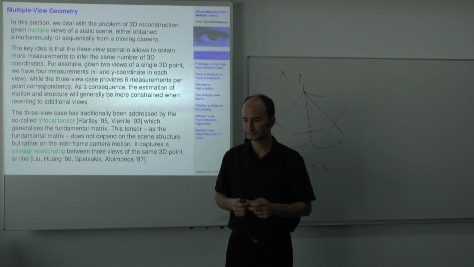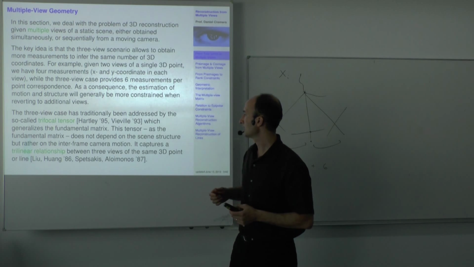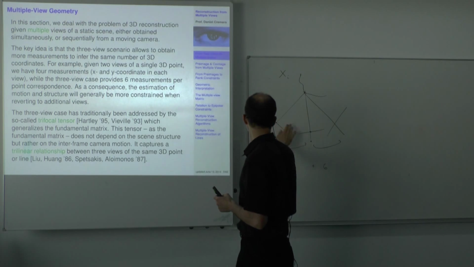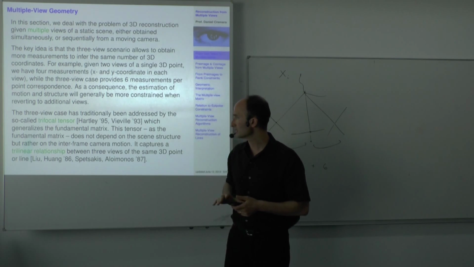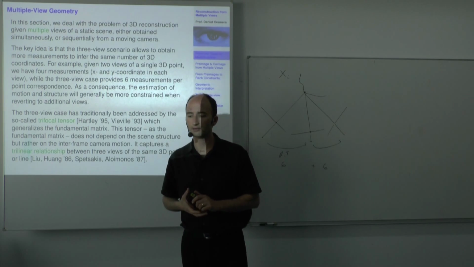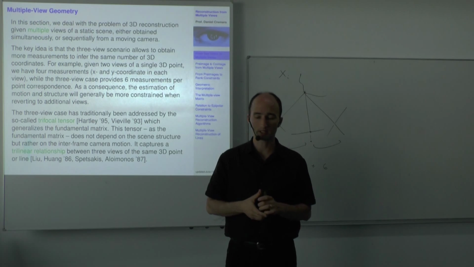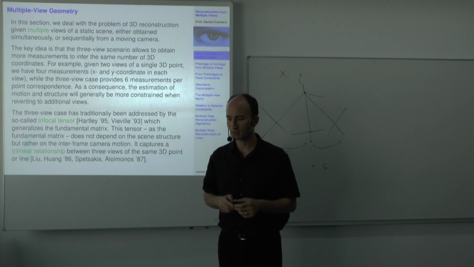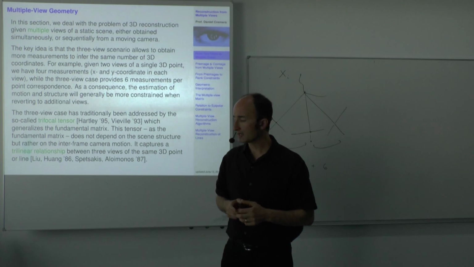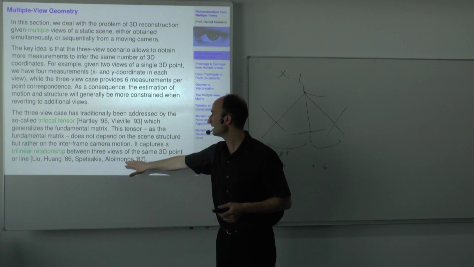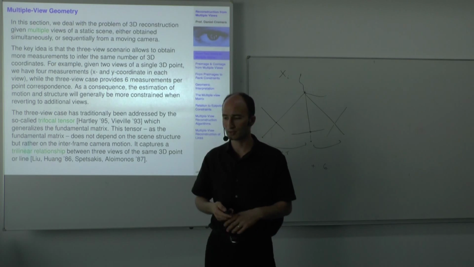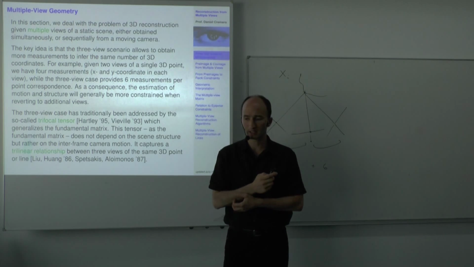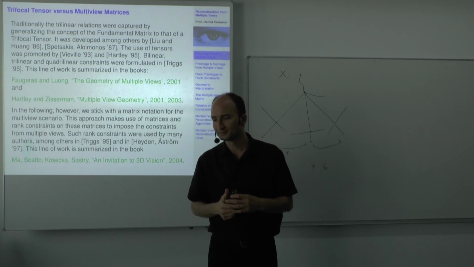And these relationships among the 2D coordinates of points in the three views are so-called trilinear relationships, and these are captured in the trifocal tensor. And as you can see, these were studied in the late 80s, and then in the 90s as well. So there's been a lot of work in that domain over the years.